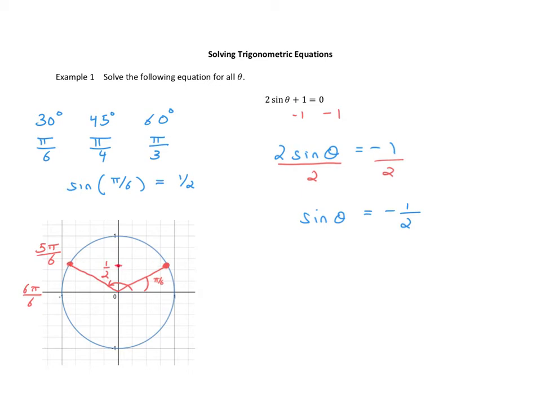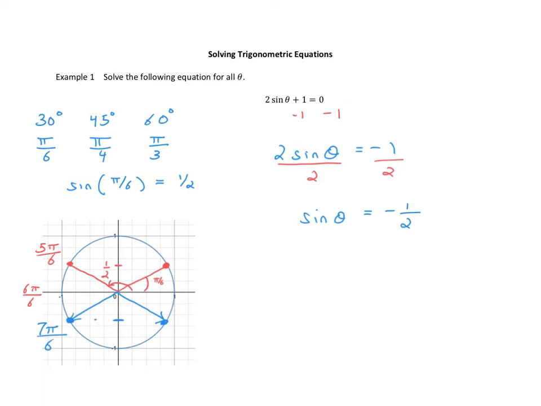Now, where are the y values not positive 1/2, but negative 1/2? Negative 1/2 is right about here. So here is negative 1/2. This is a corresponding y value, and this is a corresponding y value. There are two angles where sine is equal to negative 1/2 as you rotate between 0 and 2 pi radians. So, what angle is this? Well, this is going to be one more than 6 pi over 6, which is 7 pi over 6. That's one of our answers.